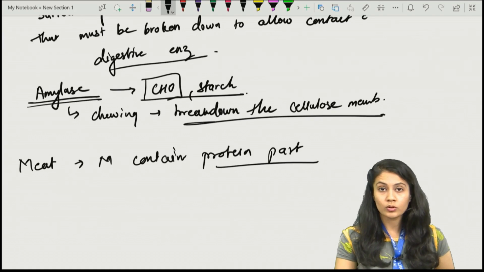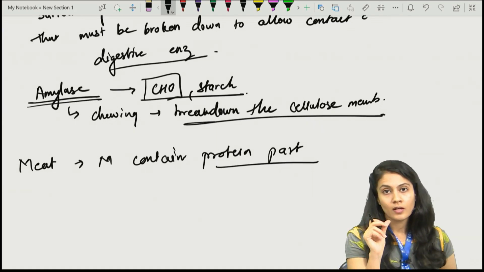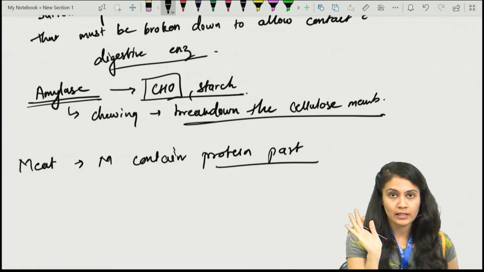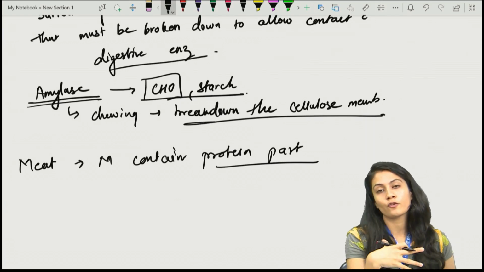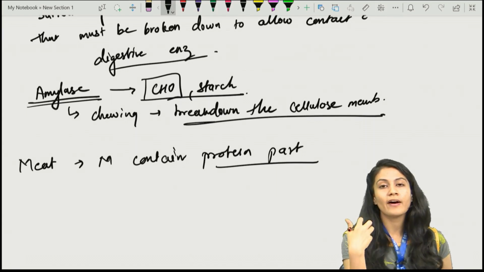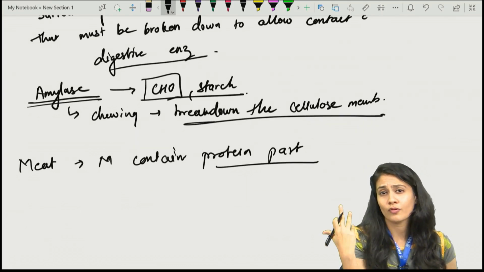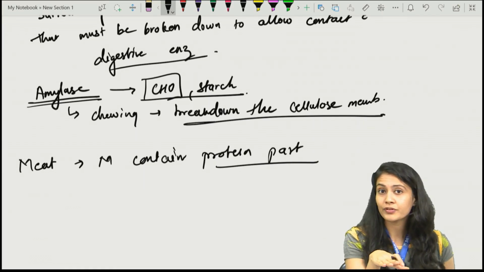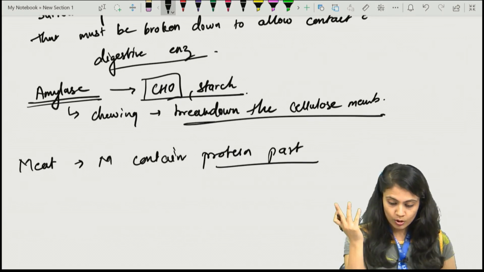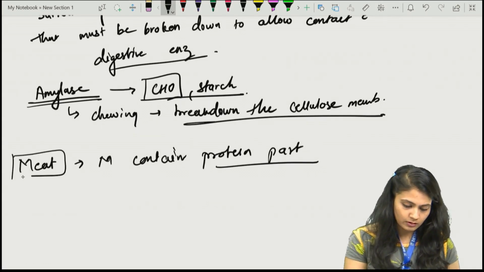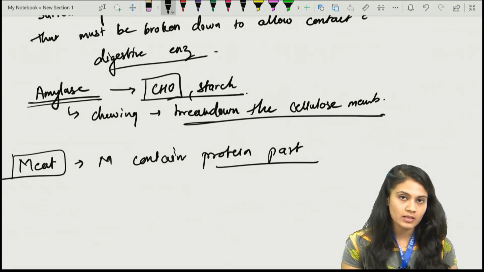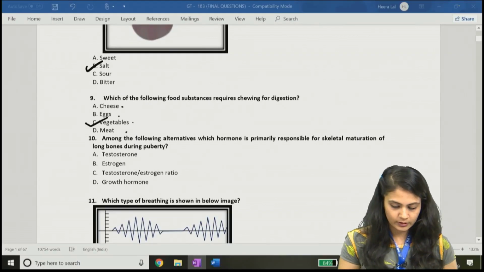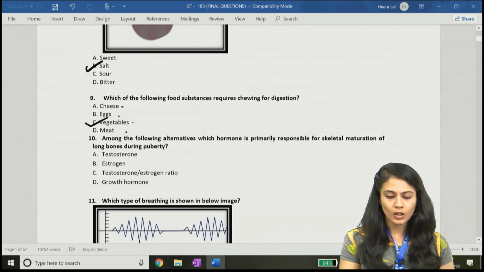Even if we swallow the meat itself, if it is in a comfortable size, it will go through the esophagus into the stomach, and the stomach does have HCl and various hormones and enzymes that will break down the protein, mainly the protease. But in the mouth we don't have the enzymes to break down the proteins. So even if we don't chew the meat and swallow it, ultimately it will go into the stomach and break down, but that will not happen in the case of vegetables and fruits. So the answer of this question is vegetables, option C.